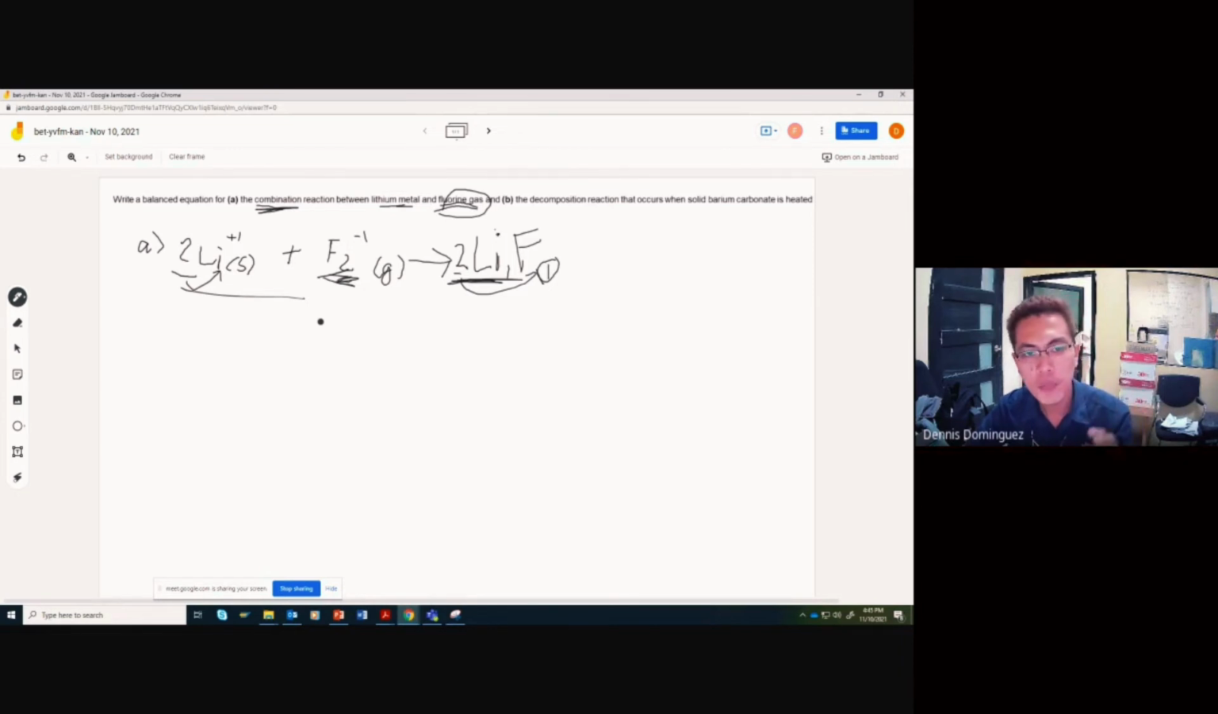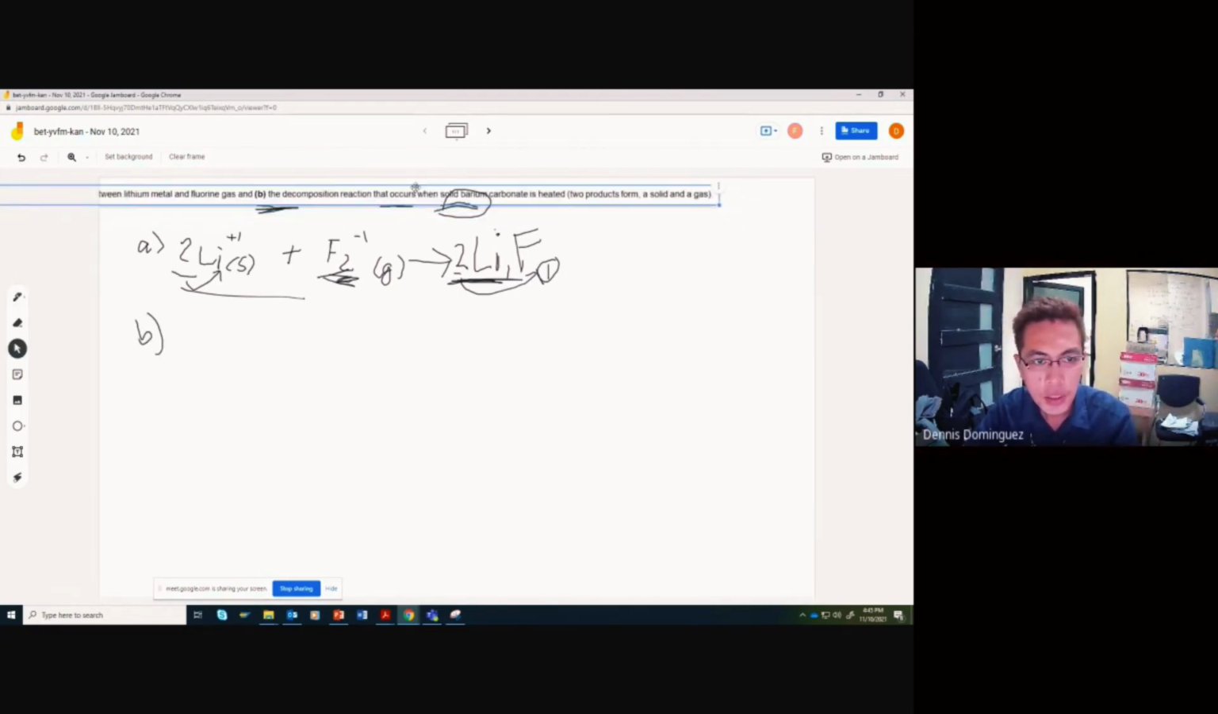Two lithium atoms plus one molecule of fluorine gas will yield two molecules of lithium fluoride. So letter B. Letter B is the decomposition reaction that occurs when solid barium carbonate is heated.